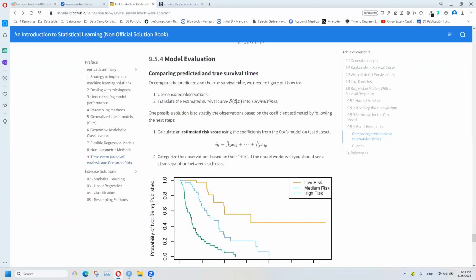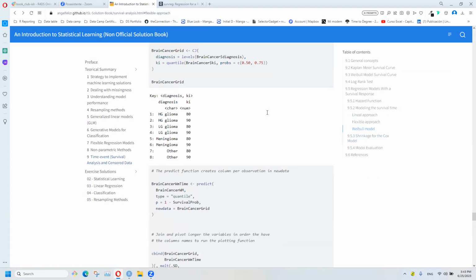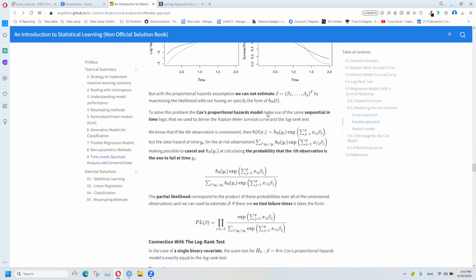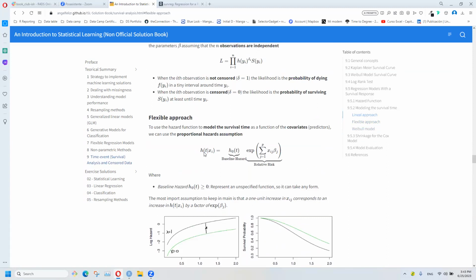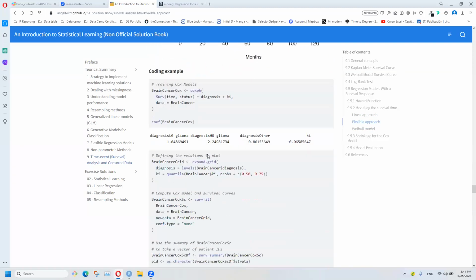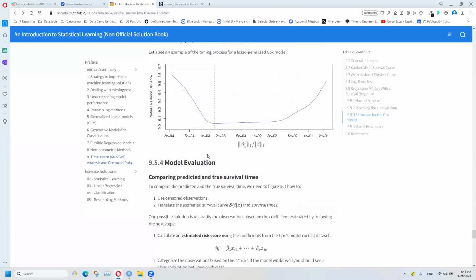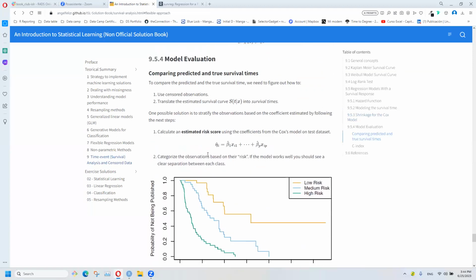To compare predicted and true survival time, we need to figure out how to use censored observations. That's maybe the key point here. And to turn the survival curve into survival time. So, if you see here, the Cox model doesn't predict survival times. It predicts hazard. So, how do we know how well we are predicting the risk?